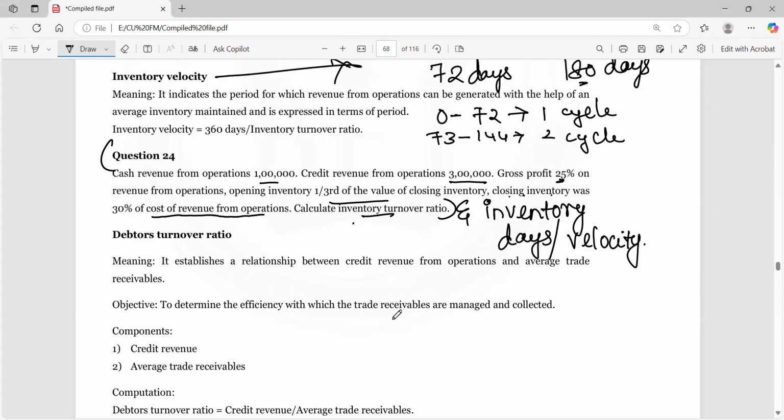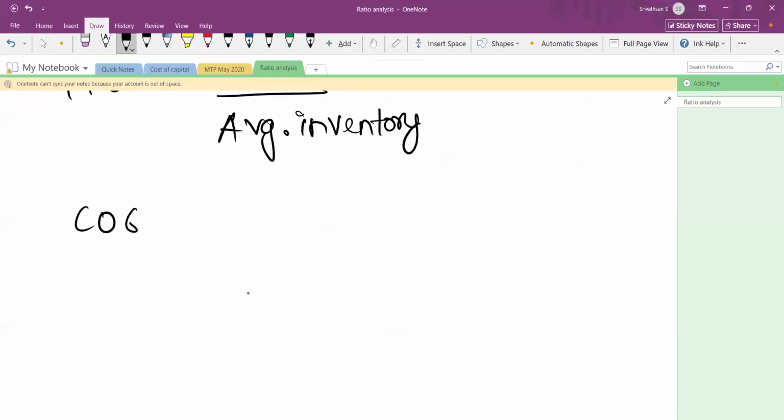30% of COGS. So first, let's calculate COGS, the numerator. Listen, the total sales of the company is 4 lakh rupees, out of which 25% is gross profit. So the remaining 75% is cost of goods sold.